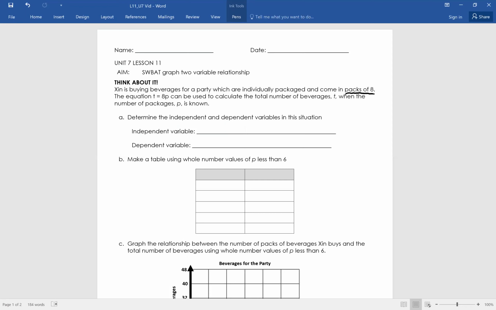So A says determine the independent and dependent variables in the situation. I'm going to go ahead and say the independent variable is P. So write that in parentheses. I'm going to describe what that means. As we can see, it represents the number of packages. I'll describe why I chose P for independent variable in a second. And I'm going to call T, being the only other variable, the dependent variable. T stands for total number of packages.